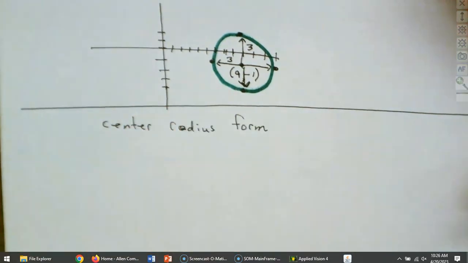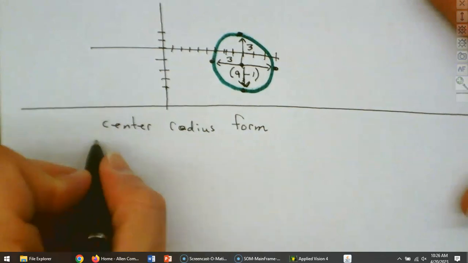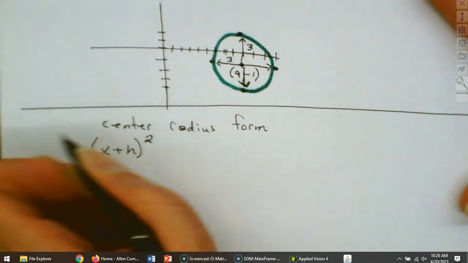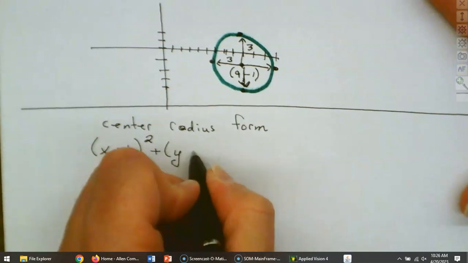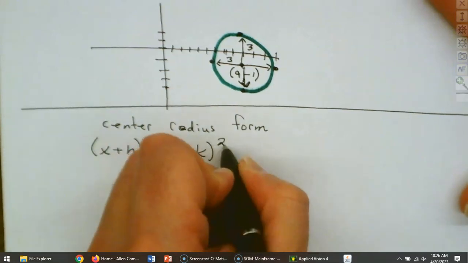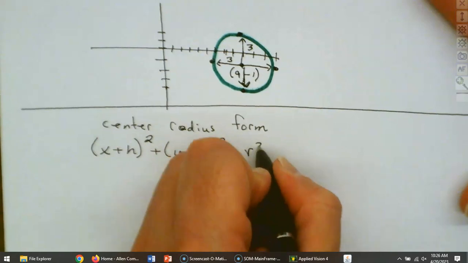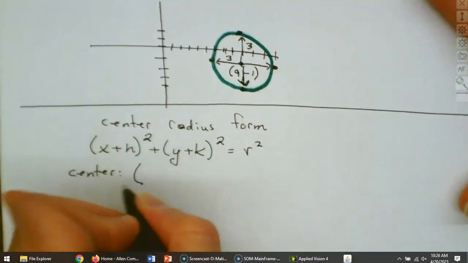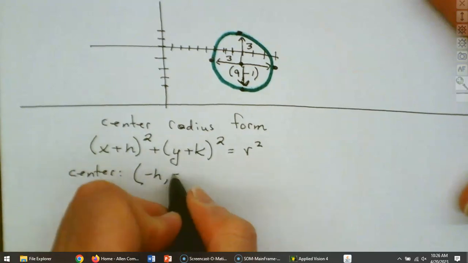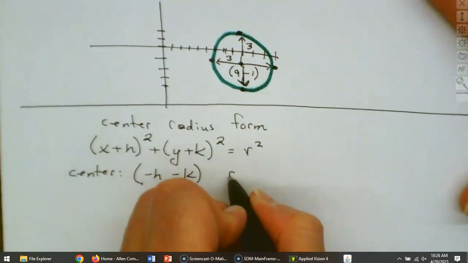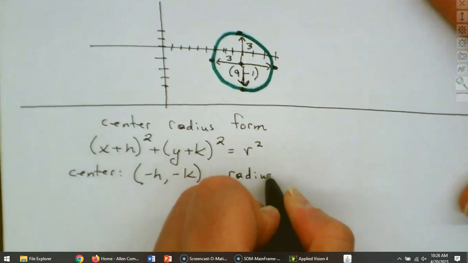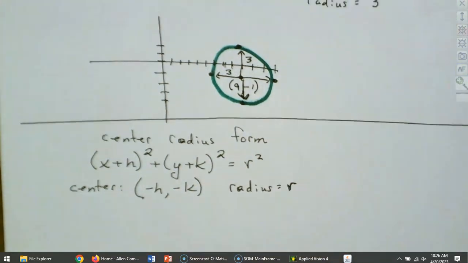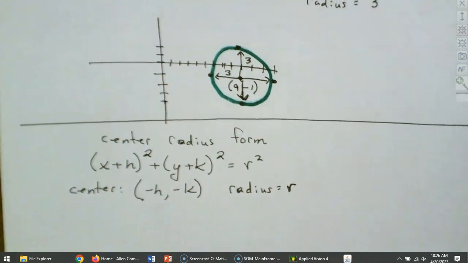So we're going to look now at the center radius form of a circle, and that's (x plus h) squared plus (y plus k) squared equals r squared, and the center is negative h, negative k, and the radius is simply r. So that's going to be our radius.